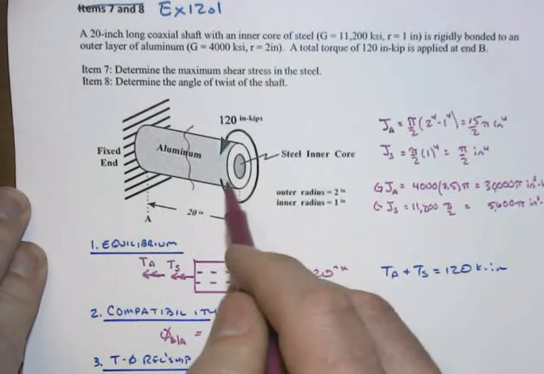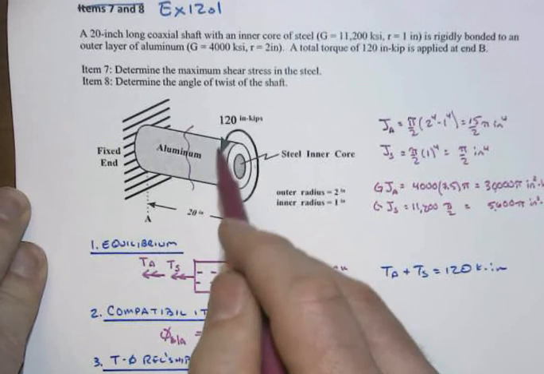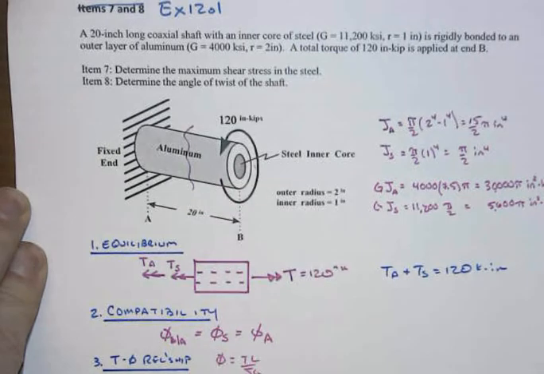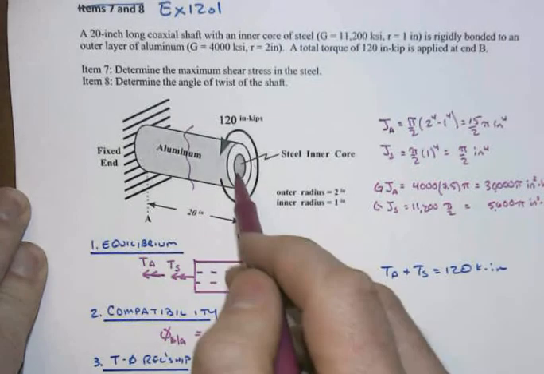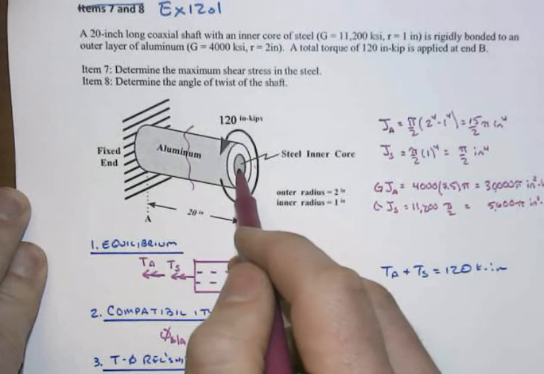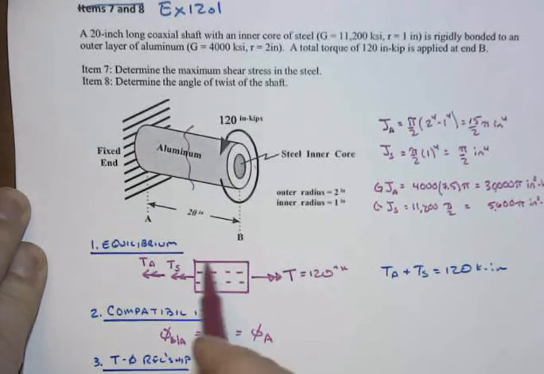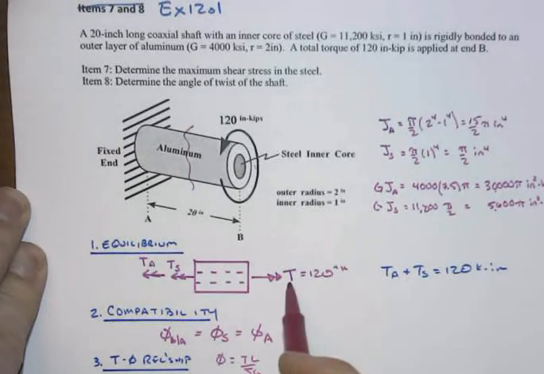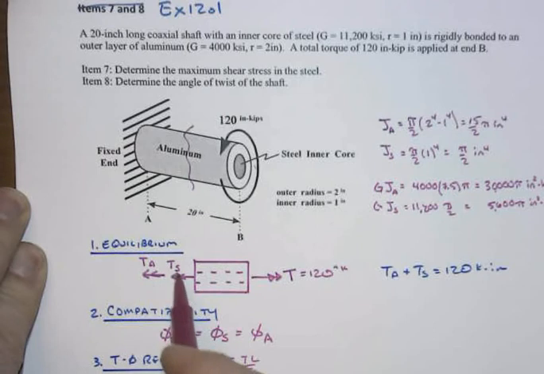Right? And so we've got to recognize that, gee, we have two shafts that have a common displacement at the end. This is an indeterminate problem. When I go look at the equilibrium drawing here, that applied torque of 120 inch kip at the end, I get TA and TS, so that the equilibrium equation is TA plus TS is resisting that 120 kip inches.